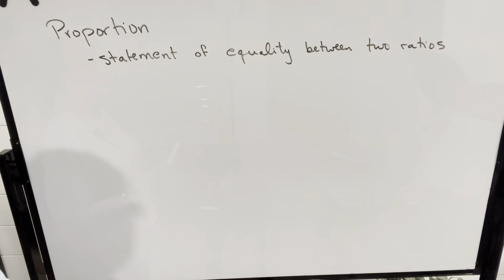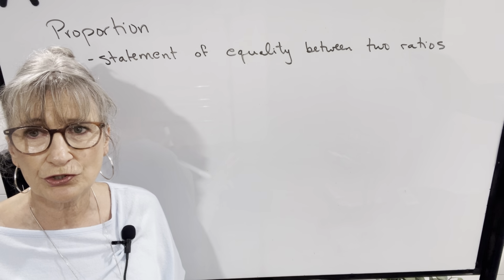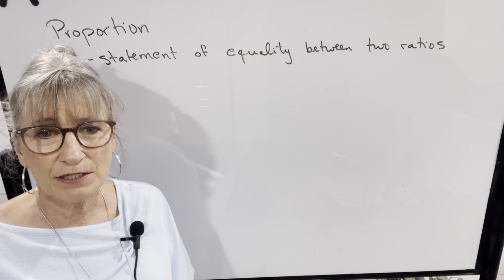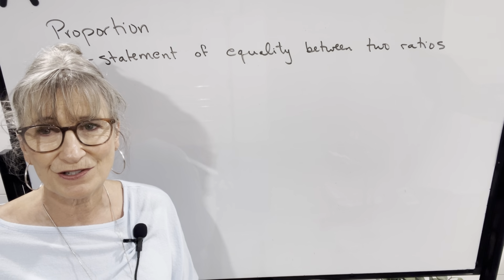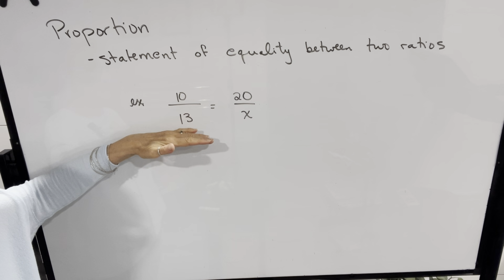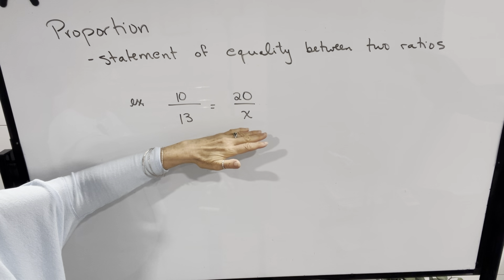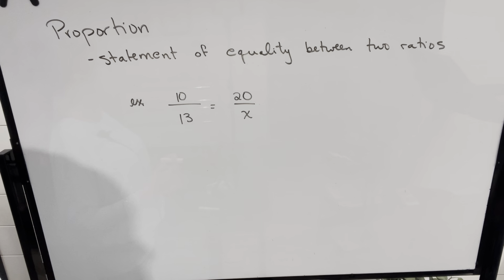number. Next thing I want to talk about is proportion, which is a statement of equality between two ratios. And you'll find the idea of proportion very useful in business and a lot of other real-life applications. So for example, you might see something like this. You've got one ratio in fraction form equal to another ratio in fraction form, but one of the values in one of the fractions is unknown.